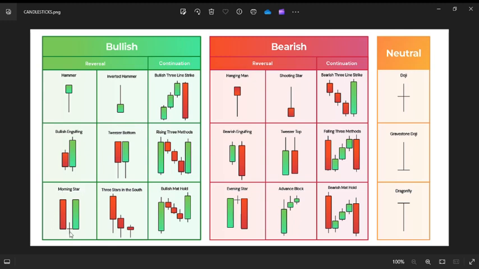This doji can also be a spinning top. So usually you have to look at where it is forming and the psychology behind it, and then with the combination of other factors, you look out for opportunity to buy. The next one is the tweezer bottom. Tweezer bottom usually forms at the end of a downtrend.